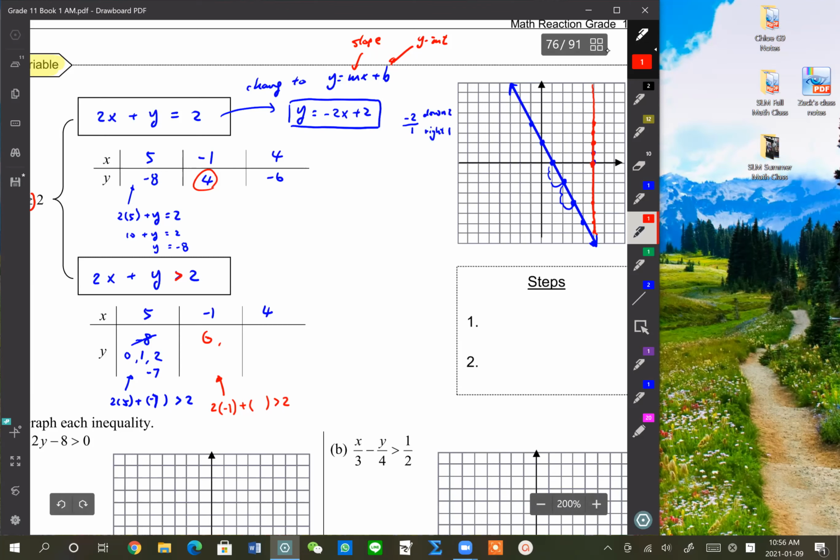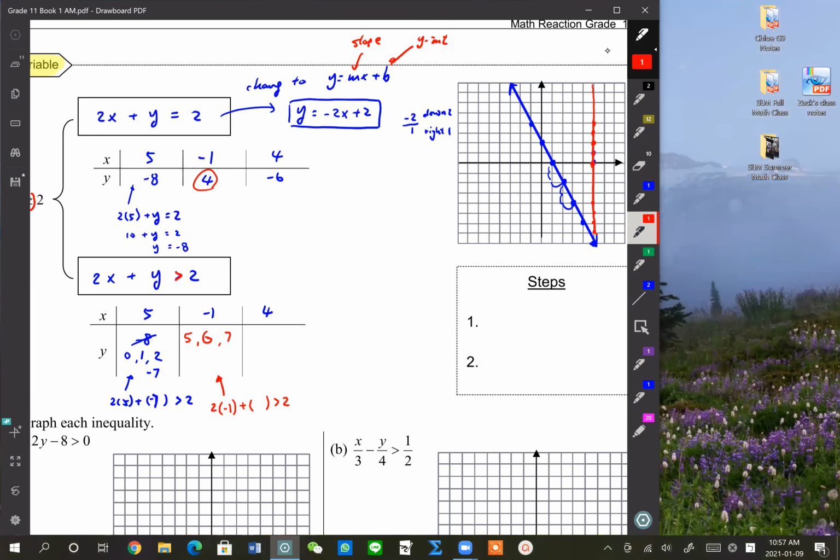So 6, 7, right? You just look at the table above. If the table has a 4, then anything bigger than 4, even 5, will work, because 4 will make it equal to 2. So 5 will make it bigger than 2. So 5, 6, 7, 8, and so on. If I look at the graph now, negative 1 has to be 5, so it'll be there, because 4 will be on the line. 6, 7, 8, and so on.